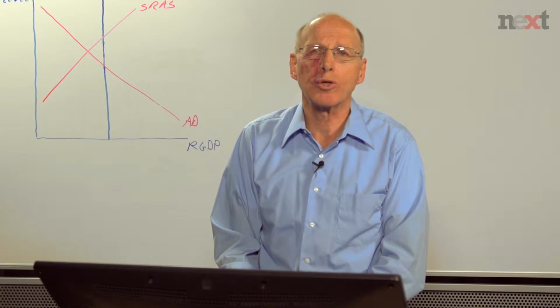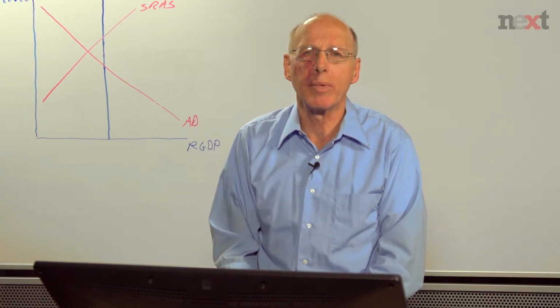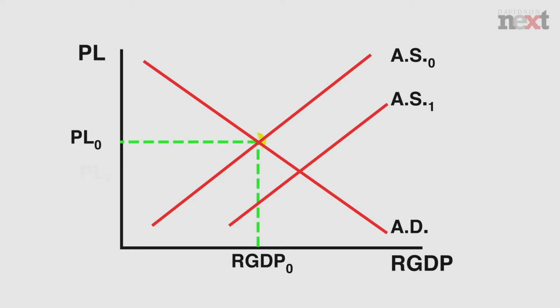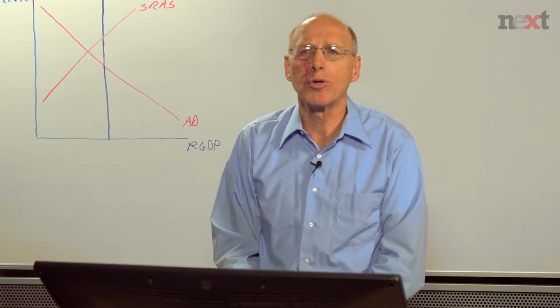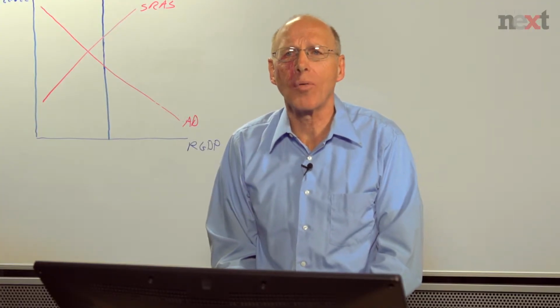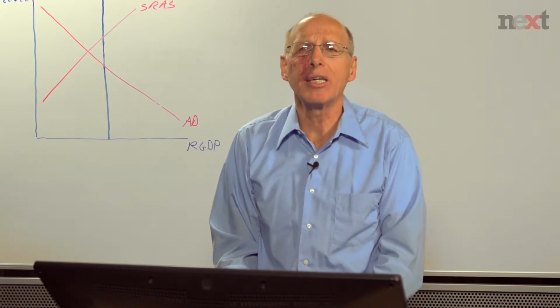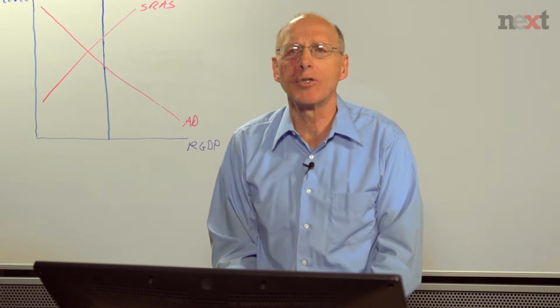Now we're no longer in a short-run macroeconomic equilibrium. At the price level PL0, we now see that households, businesses, and government want to purchase the same quantity of output as they did before, but businesses now want to produce and are producing a much greater output level. And because businesses are producing a much greater output level than the households, businesses, and government want to purchase, there's an unintended increase in inventories.